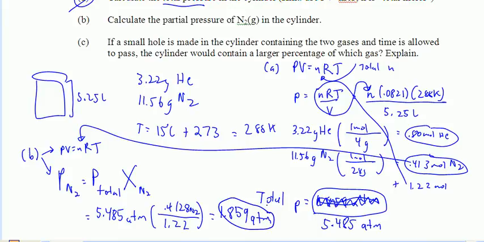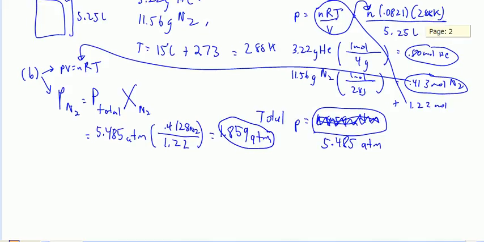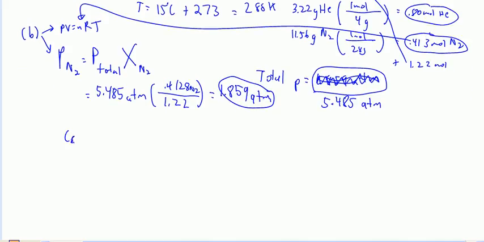Very common thing. A lot of times in the multiple choice section, they'll give you total pressure and just moles or grams of each, and you have to go about this process. So we got B. We saw that there are two different ways. Either way is good.